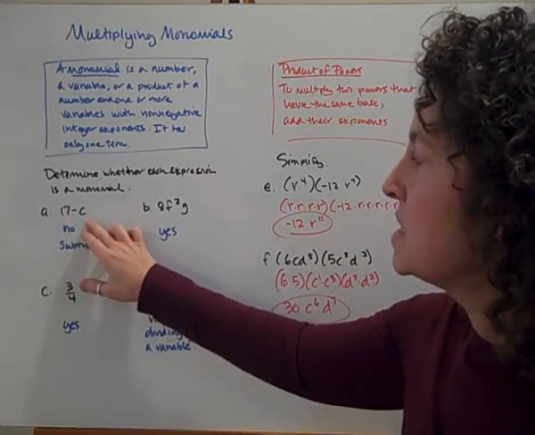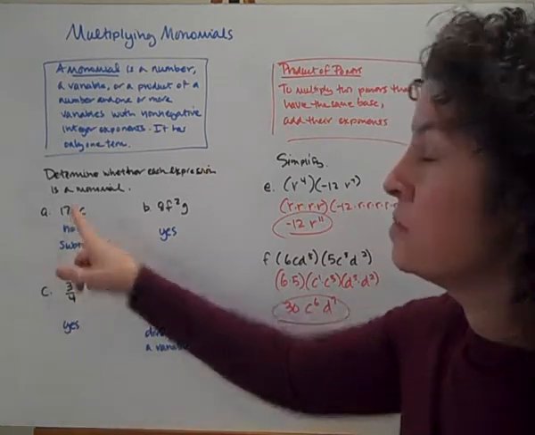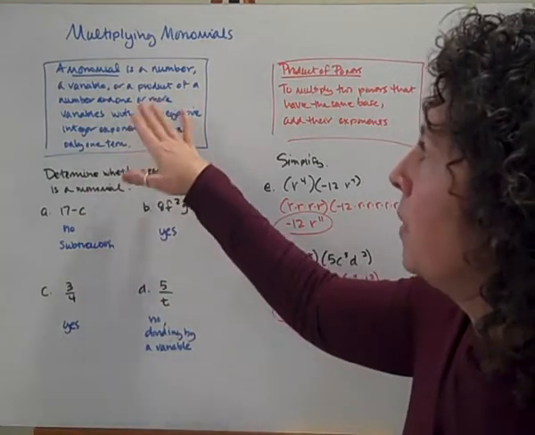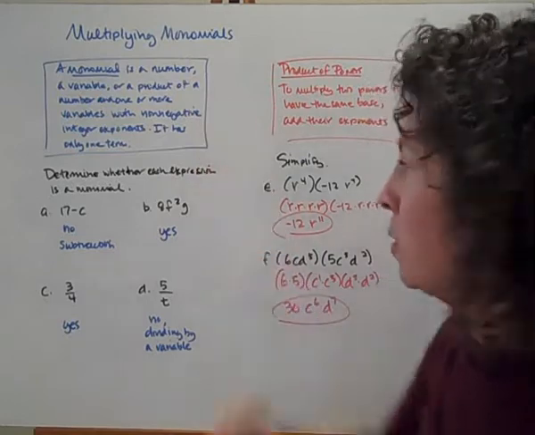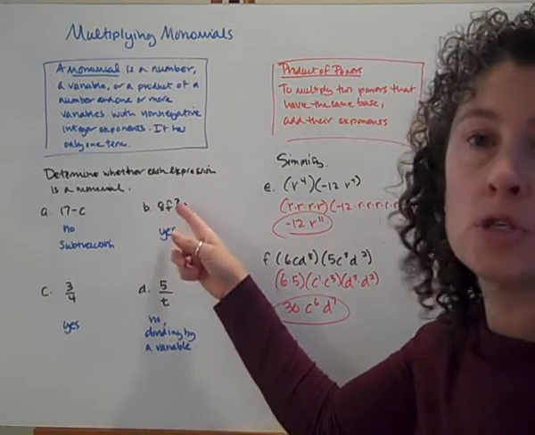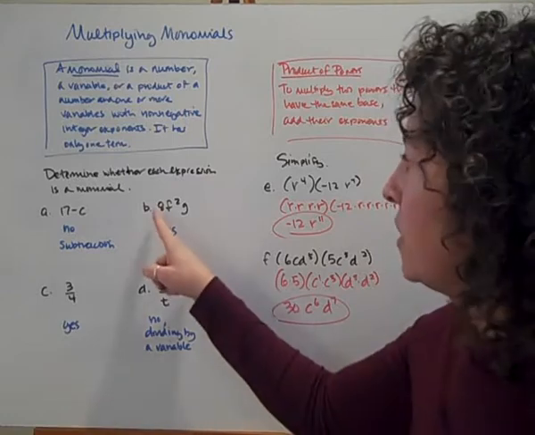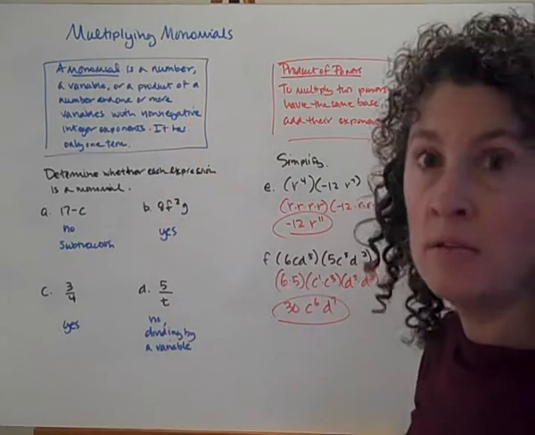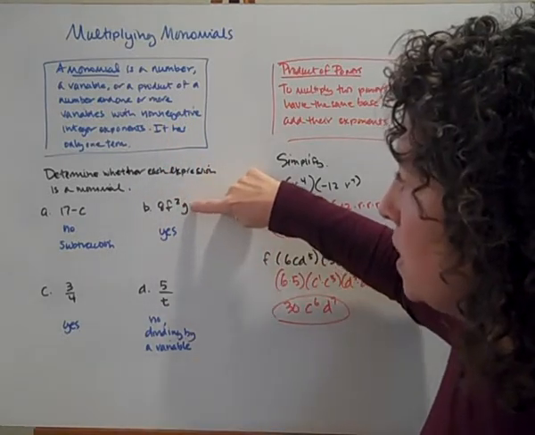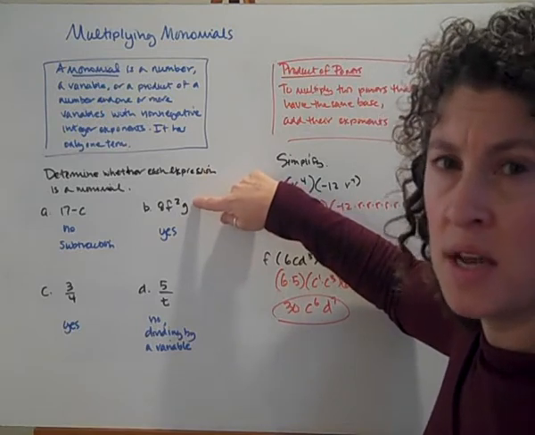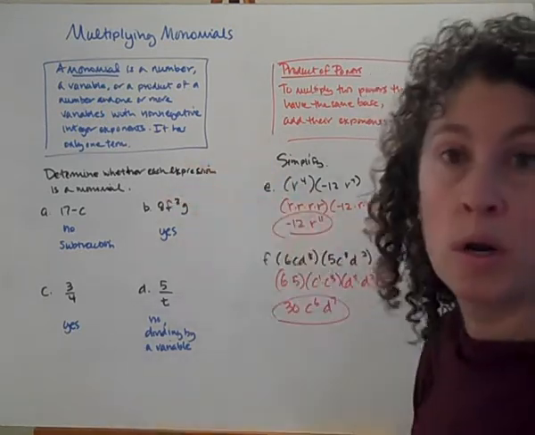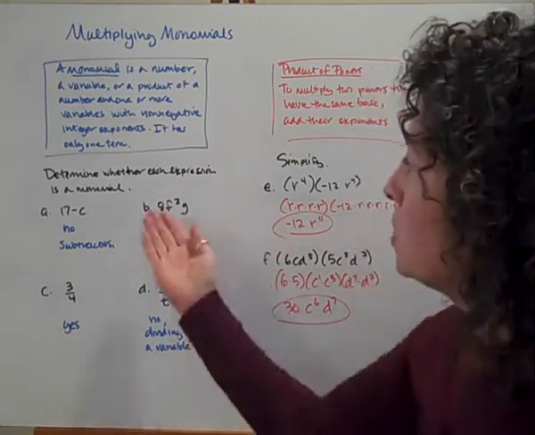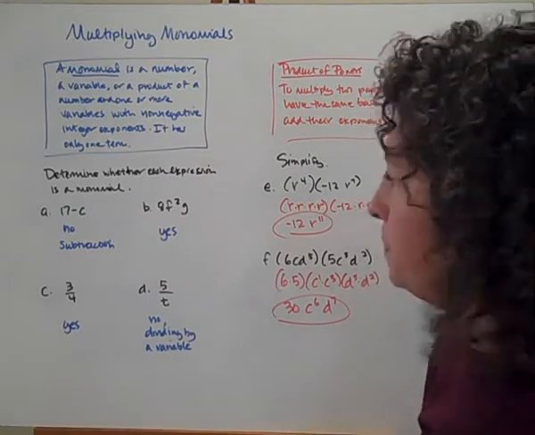17 minus c is not a monomial because it has subtraction in there, or adding the opposite. So it has a version of addition. Remember, it's only multiplication that we're including as part of our term here. 8f squared g is a monomial. I have a number, and then I have some variables that I'm multiplying all together. We need non-negative integer exponents. I have an exponent of 2 here, and an exponent of 1. Everything has an exponent on it. If it's not there, then it's a 1. The 8 has an exponent on it too, that's a 1 also. So we have all non-negative integer exponents, and we're multiplying numbers and variables together. We're good. It's a monomial.